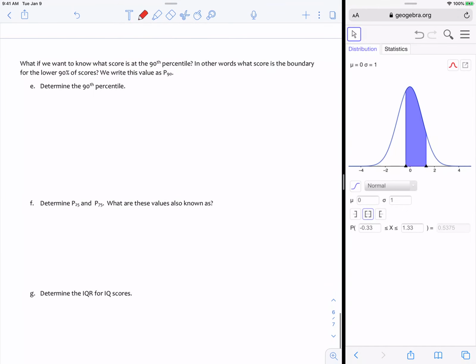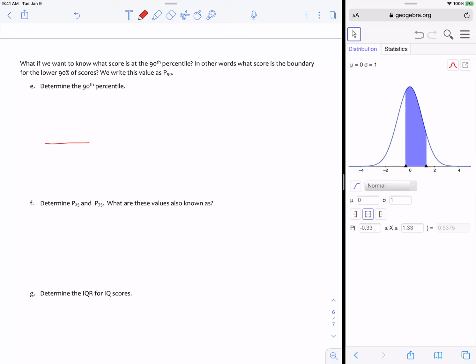Let's take another situation. So what if we want to know what the score is at the 90th percentile? In other words, what score is the boundary for the lower 90% of scores? And the percentile we would refer to as P90. So percentile, 90th percentile. All right, so let's take a look at how we would do that and how we would illustrate that, because we're going to do this in GeoGebra, and it's a very quick answer that we'll get to, but we do want to make sure we're showing some sort of work to illustrate our understanding of what the computer system is doing for us.